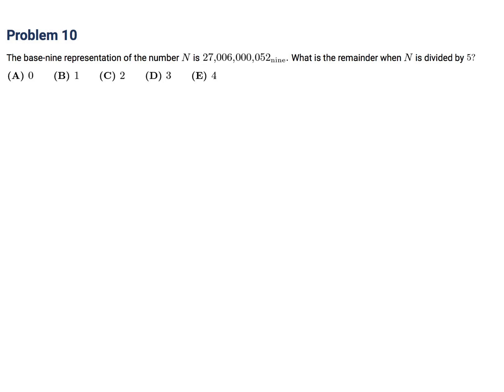Okay, first let me write out what this number is. So n is going to be 2 times 9 to the power of 10 plus 7 times 9 to the power of 9, because remember it's base 9, it's not base 10. And then plus, I guess, 6 times 10 to the... Oh, look at that. I just said it, and then I'm making the mistake myself. 6 times 9 to the power of 6, plus 5 times 9 to the power of 1, plus 2 times 9 to the power of 0. So whatever this number is, that's what n is.